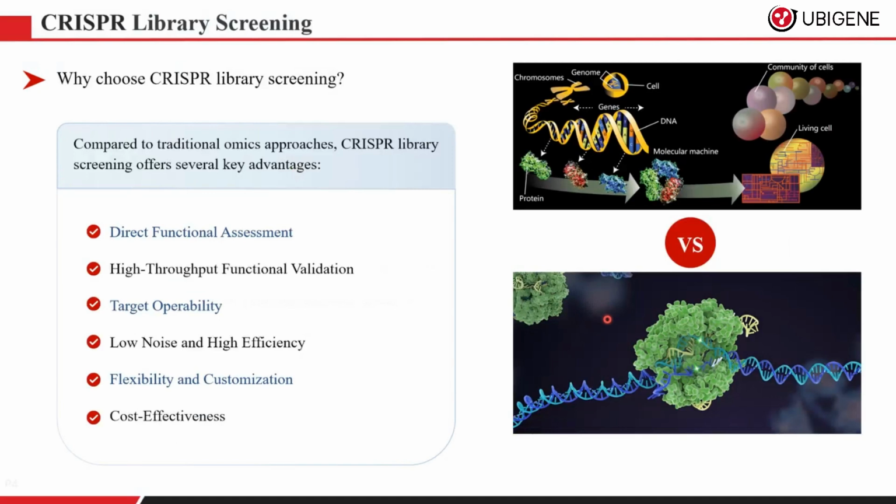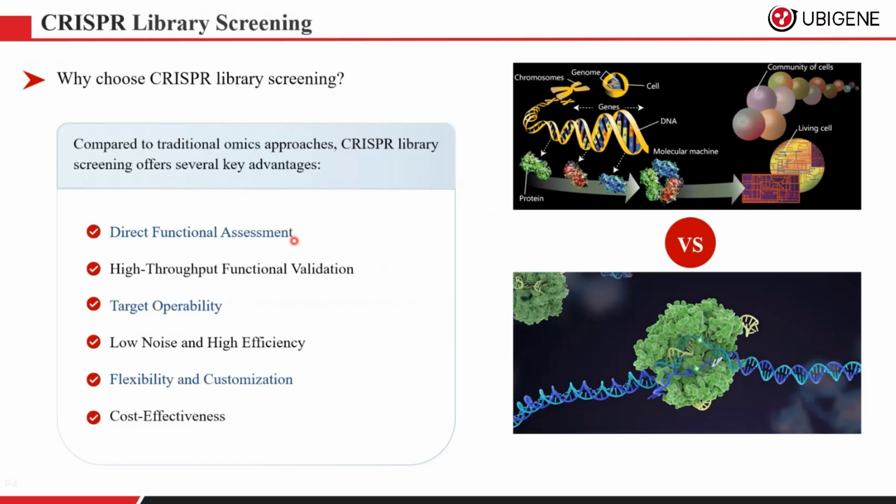Another question, why should I do CRISPR library screening? Okay, let me break it down for you. So usually we can find targets using multi-omics methods, right? But why do we use CRISPR screening? Compared to traditional multi-omics methods, CRISPR screening offers several key advantages.